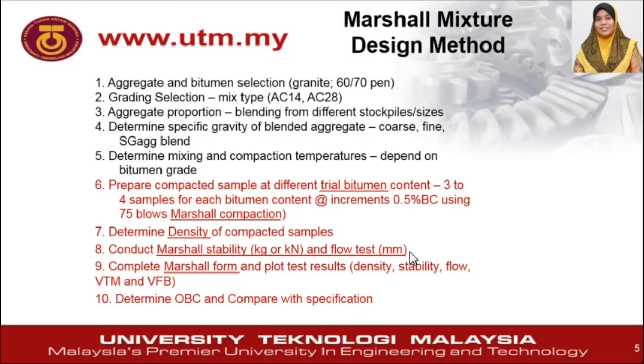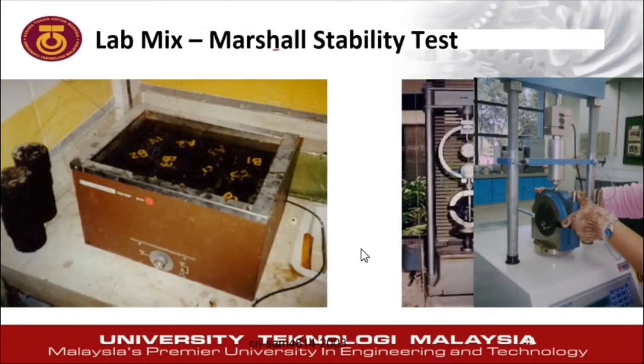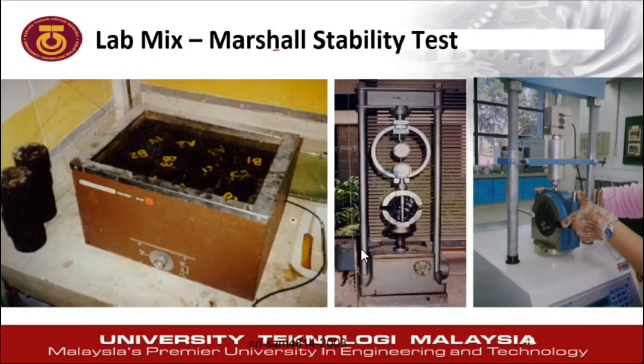Step number 8, we have to conduct Marshall stability and flow test using the compacted samples. Let's have a look at the procedure. As shown in the slide, before the stability test is conducted, the compacted samples are conditioned in the water bath for 30 to 40 minutes at a temperature of 60 degrees Celsius and then tested for stability and flow. The compression load is applied to the sample and the maximum load before failure is taken together with the flow, or the reading of the deformation after the compression.